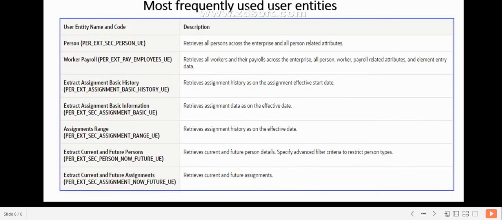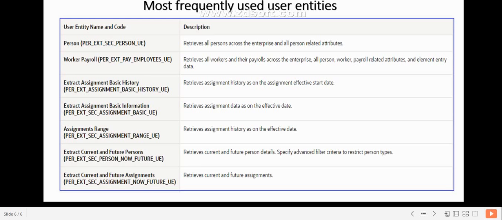Before we do the same, let's see some of the frequently used user entities in HCM extracts. This is the list of most frequently used user entities: per extract person UE, per extract pay employees UE, per extract assignment basic UE, assignment basic history UE, and assignment feature UE. There are so many UEs, but the per extract person UE is used to retrieve all persons across the enterprise and all person related attributes.